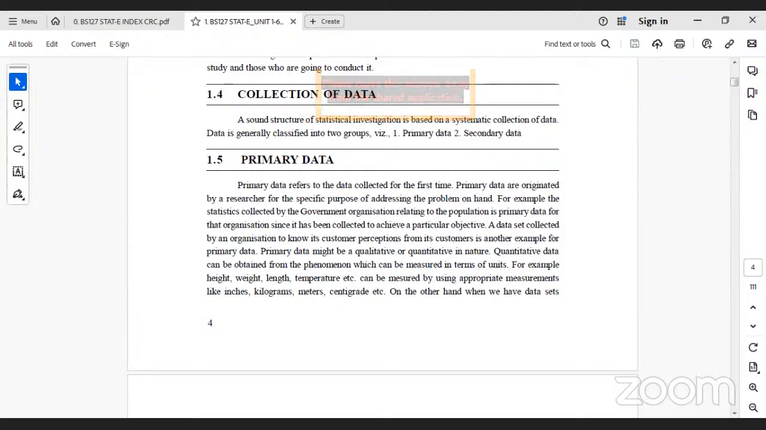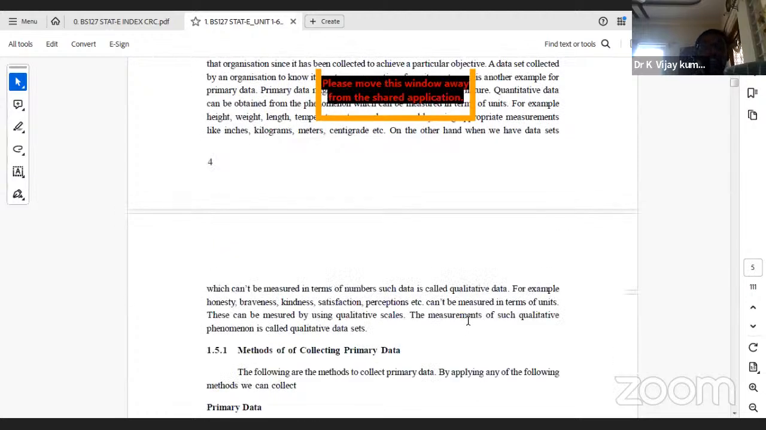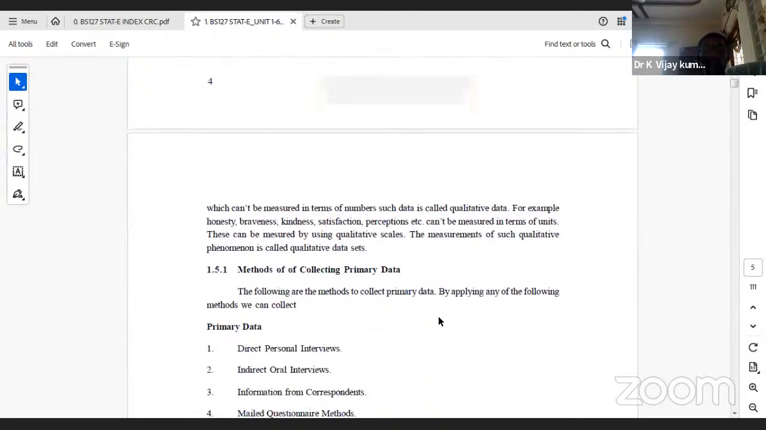Okay, so quantitative data can be obtained from the phenomena which can be measured in terms of units, for example height, weight, length, temperature, and that can be measured using appropriate measures like inches, kilograms, meters and centigrade. On the other hand, we have data sets which cannot be measured in terms of numbers. Such data is called qualitative data, for example honesty, braveness, kindness, satisfaction, perception. These cannot be measured in terms of units; they can be measured by using qualitative scales. The measurement of such qualitative phenomena is called qualitative data sets.